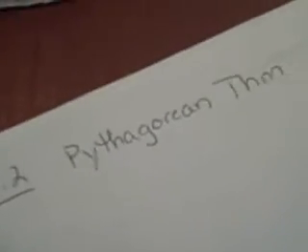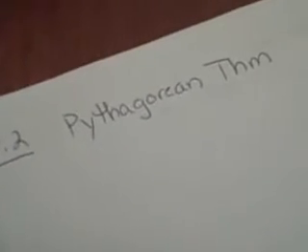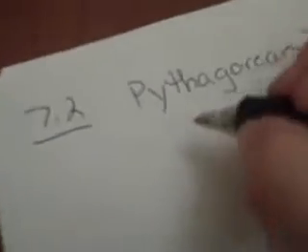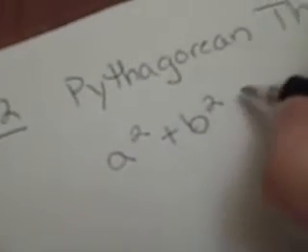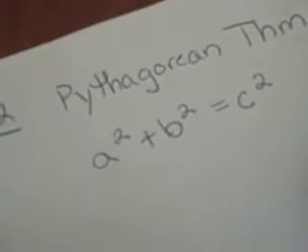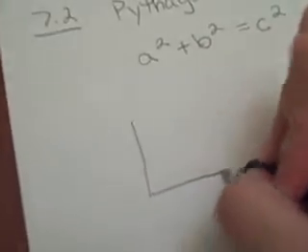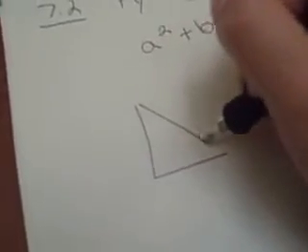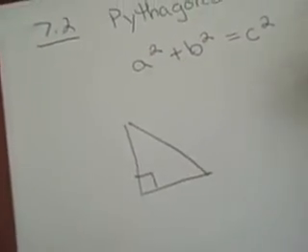7.2 is about the Pythagorean Theorem. The formula for the Pythagorean Theorem is a squared plus b squared is equal to c squared. The Pythagorean Theorem can only be applied to right triangles.